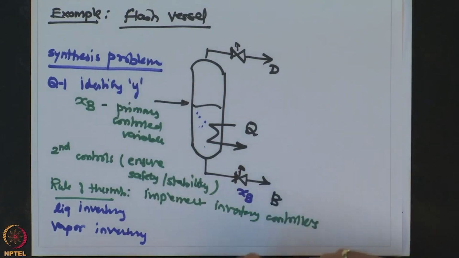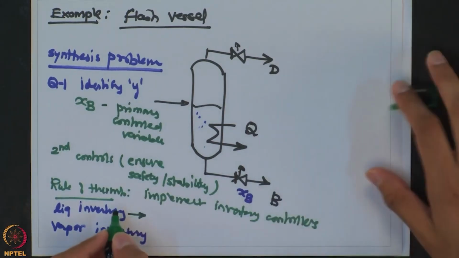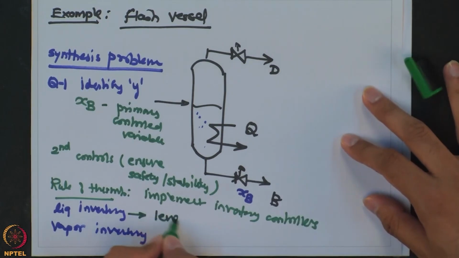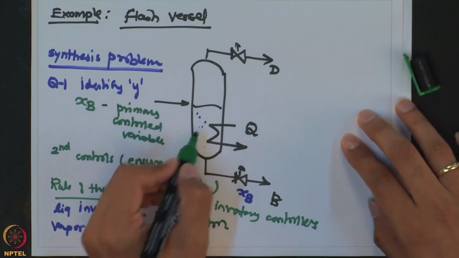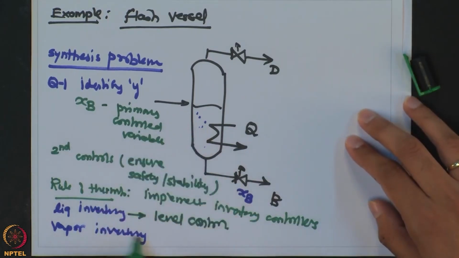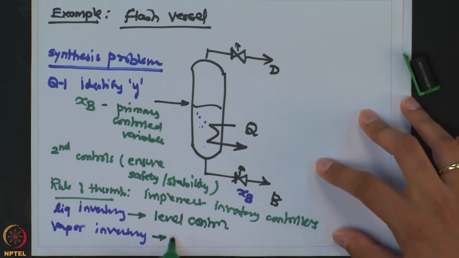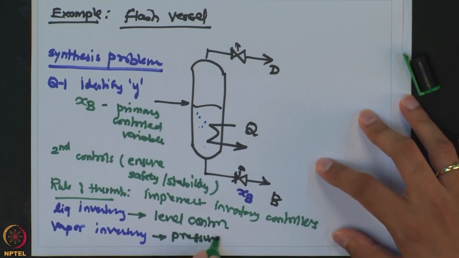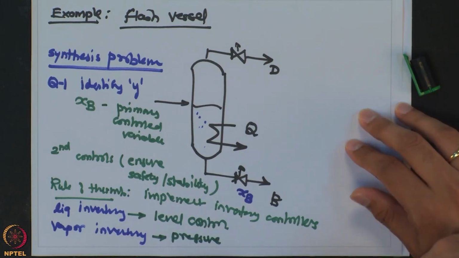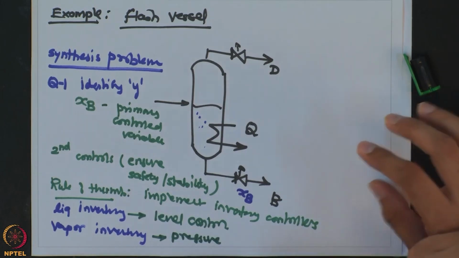So, when you talk about liquid inventory, it means how much liquid is present, or it will result in level control. So, level has to be controlled in this vessel. When we talk about vapor inventory, we talk about the pressure. So, we have added two more control variables, one is level and one is pressure.